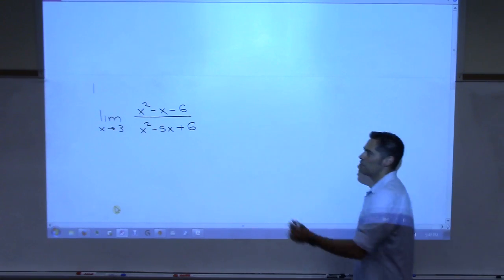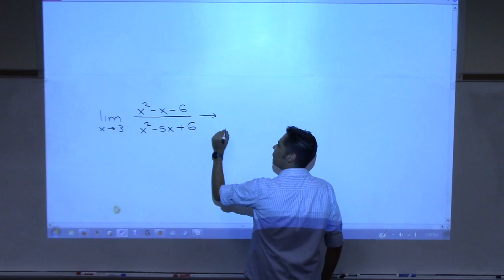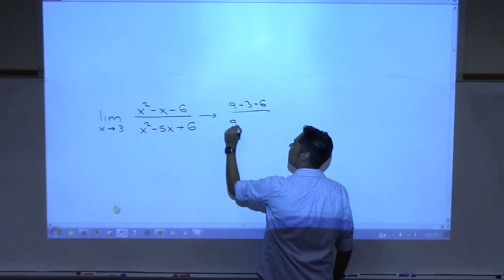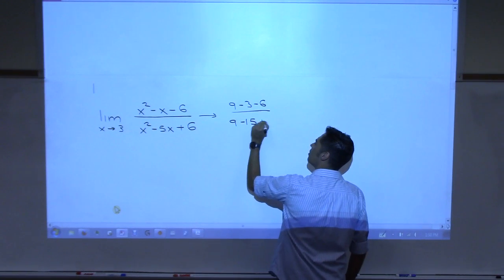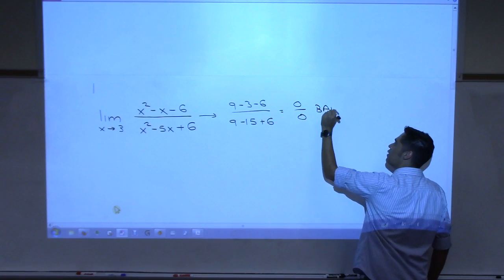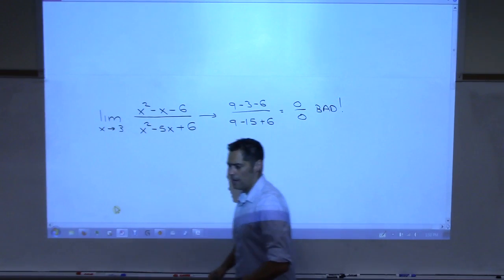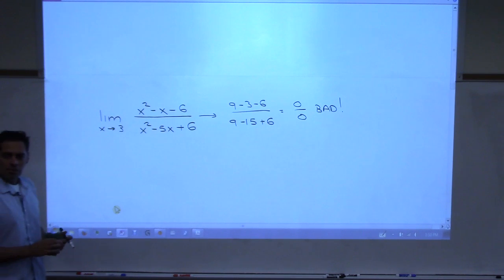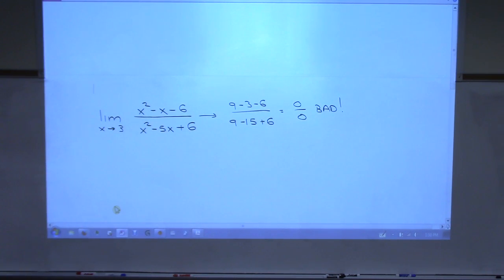So do we have a problem? We do. We are going to get 0/0. Let me just do it real quick. We get 9 minus 3 minus 6 on top, and 9 minus 15 plus 6 on the bottom, and that is 0/0, and that's bad. So when we see bad, we say algebra time. The previous two problems were difference of squares, and that's what got us to where we needed to go. This time, factoring trinomials. You've got to be able to factor a trinomial.